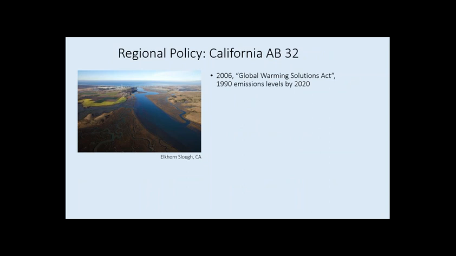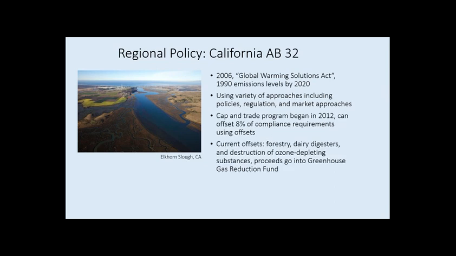And this basically proposed that California wanted to, by 2020, be able to go back to 1990 levels of emissions of greenhouse gases. Now, California proposed using a variety of approaches, including policies, regulation, and market approaches to achieve this goal. And as a result of the legislation, they began a cap-and-trade program in 2012, and they allowed those that needed to be monitoring their emissions to offset 8% of their compliance requirements using offsets.